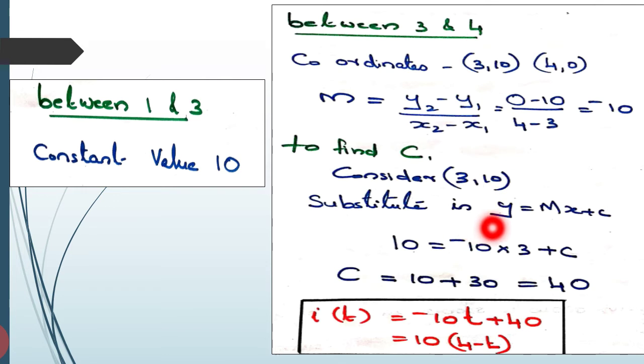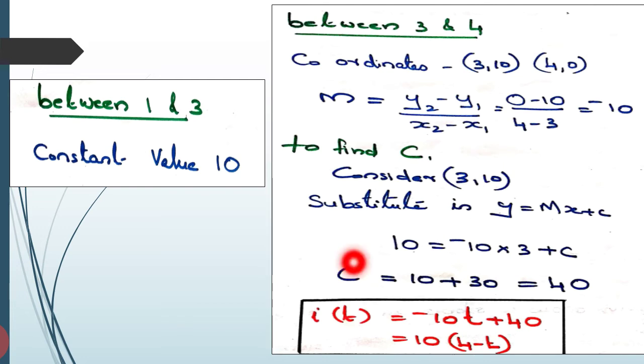Substitute in y equal to mx plus c. So what is x here? 3. What is y here? 10. So 10 is equal to minus 10 into 3 plus c. So c equal to 10 plus 30 equal to 40.